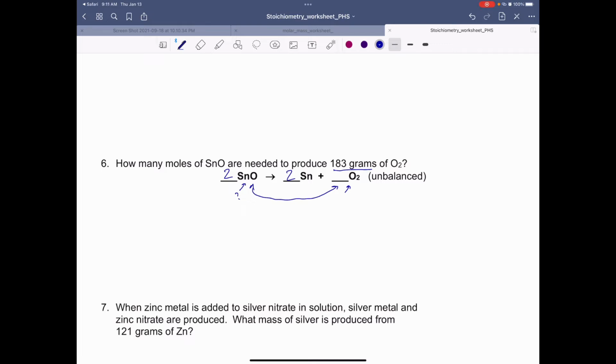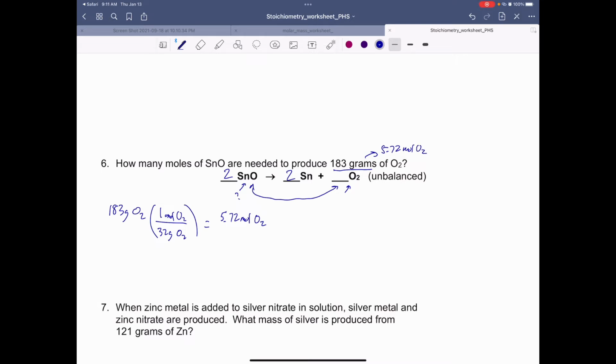So first steps first. 183 grams of O2, well, how many moles is that? Well, the molar mass of oxygen is 16 per mole, and we got 2 of them. So that's going to be 32 grams of O2 in 1 mole of O2. So when you crank this out with your calculator, 183 divided by 32, and I'm going to round here, I got 5.72. So 5.72 moles of O2. That's what we need. So 183 grams of O2 is really just 5.72 moles of O2.